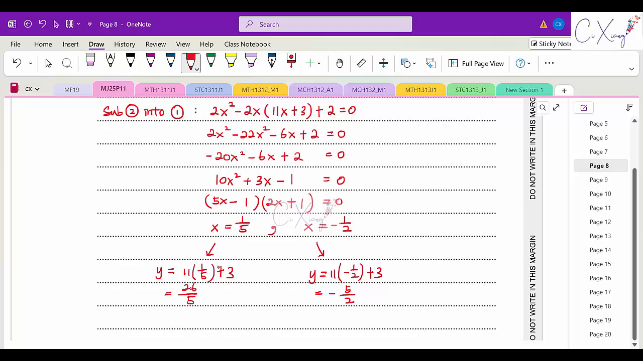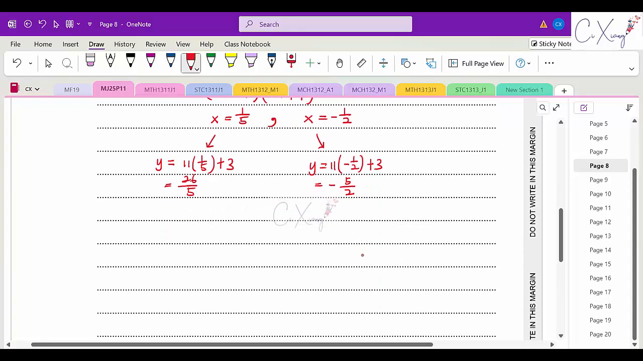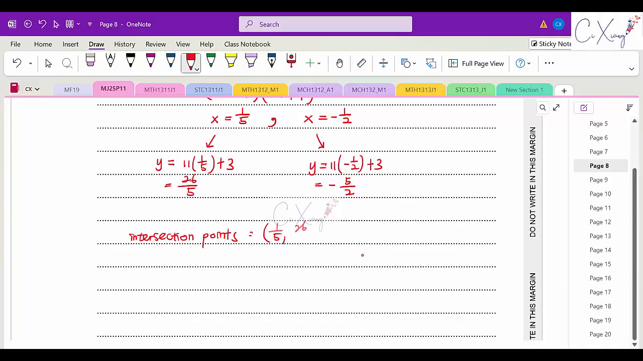Okay, so we successfully get the coordinates for the x and also the y here. We are having 2 points here. So for me, I would prefer to write out again the final answer. The intersection points, there are 2 here. So the first one is 1 over 5, then 26 over 5. The other one is negative half and also negative 5 over 2.